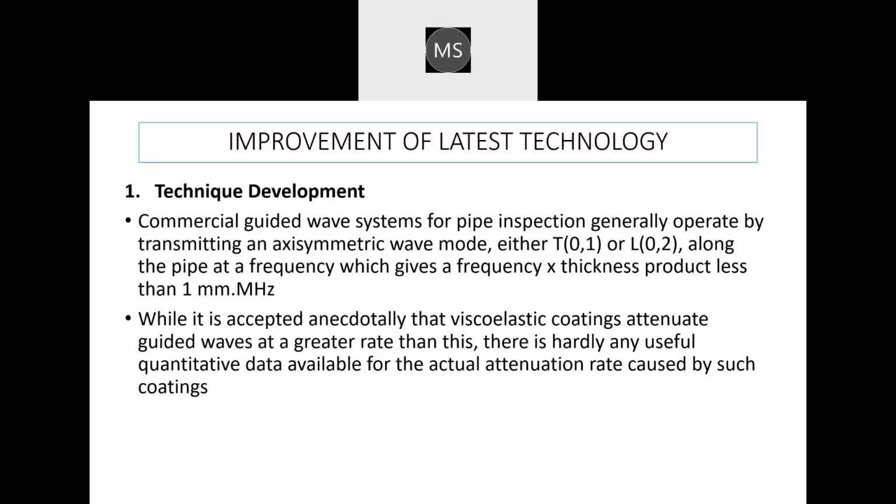Commercial guided wave systems for pipe operate by transmitting an axisymmetric wave mode, either T01 or L02, along the pipe at a frequency which gives a frequency multiplied by thickness product less than 1 millimeter. While it's accepted that viscoelastic coatings attenuate guided waves at a greater rate than this, there is hardly any useful quantitative data available for the actual attenuation rate caused by such coatings.